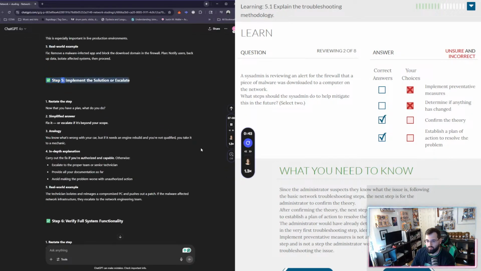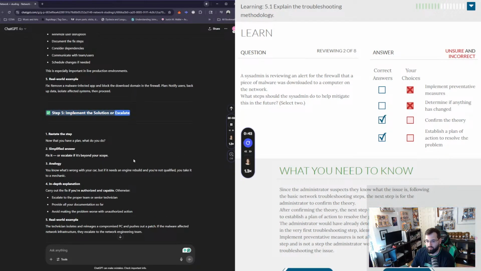Step 5. Implement the solution or escalate. 1. Restate the step. Now that you have a plan... Analogy. You know what's wrong with your car, but if it needs an engine rebuild and you're not qualified, you take it to a mechanic. 4. In-depth explanation. Carry out the fix if you're authorized and capable. Otherwise, escalate to the proper team or senior technician.